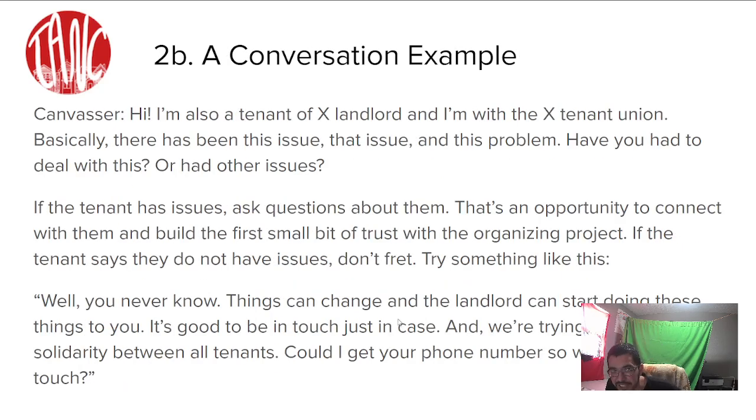A conversation example. So this is an example. Canvasser says, "Hi, I'm also a tenant of X landlord, and I'm with the X tenant union. Basically, there has been this issue, that issue, and that problem. Have you had to deal with this or had other issues?"